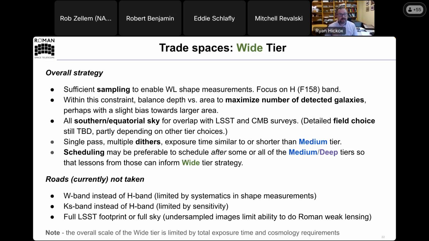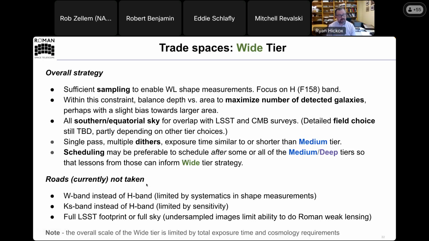In particular, this gets into the question about how well you can do cosmology, these cosmological measurements, the shear measurements, when you only have a single band rather than additional color information. And that's something that we can begin to test once we have the data from the other tiers that have multiple bands.